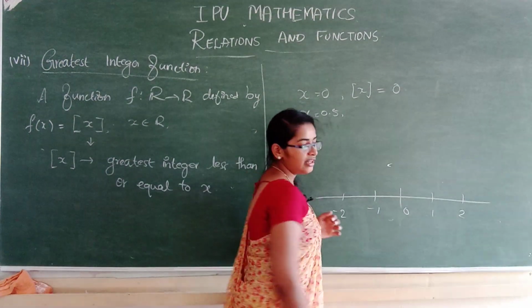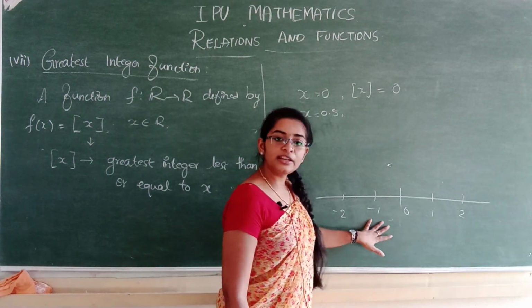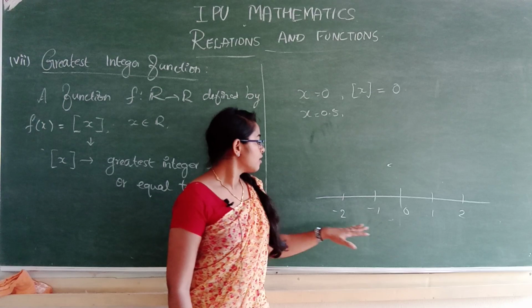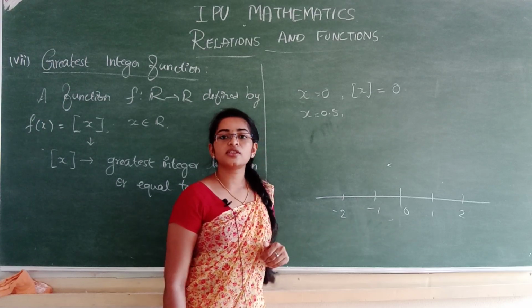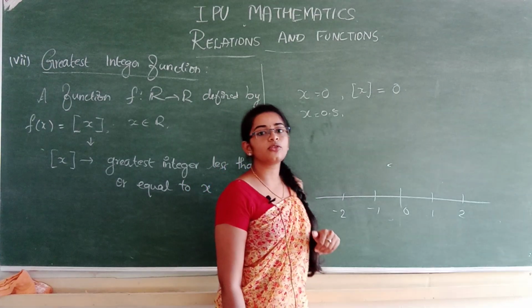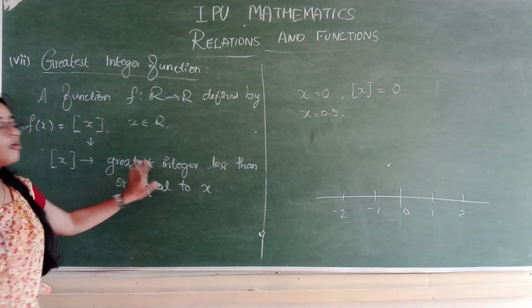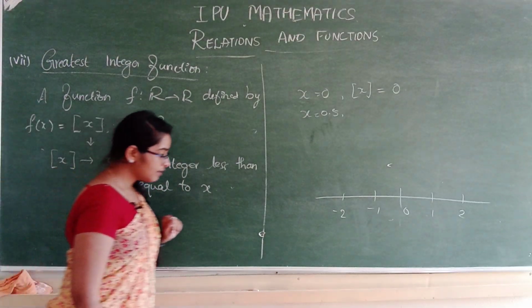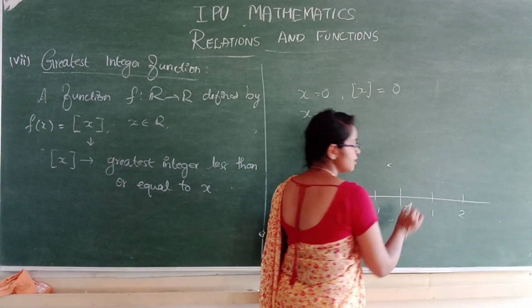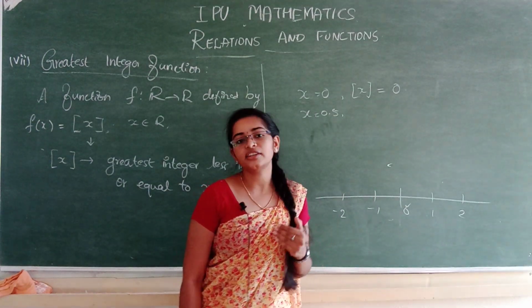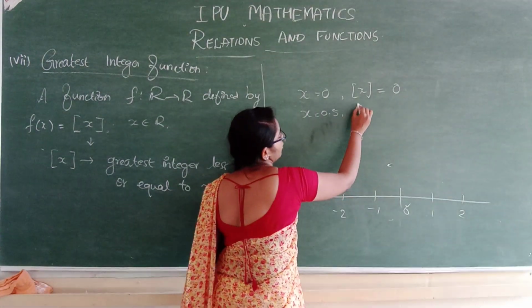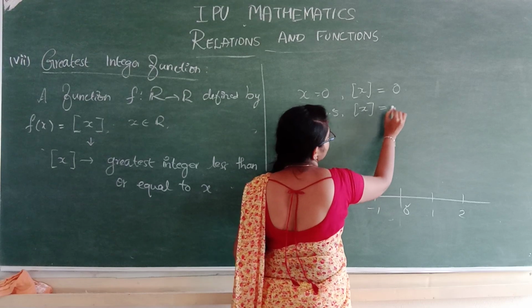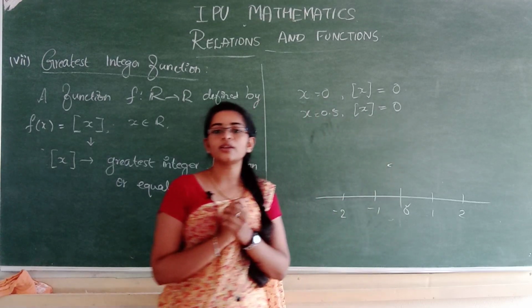0 is an integer less than 0.5. Minus 1 is an integer less than 0.5. Minus 2 is also an integer less than 0.5. But what I need to get is the greatest among those integers. That is, the answer is 0. 0 is the greatest integer less than or equal to 0.5. So I get this to be equal to 0.